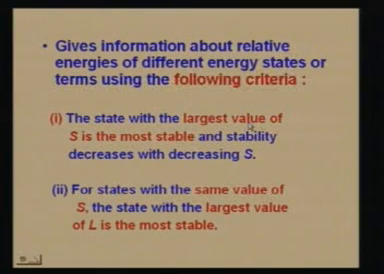I think, yes, knowing how to arrive at that will be a really good thing to tell our learners. There are certain rules which give you information about the relative energies of different energy states, and there is a certain criteria which needs to be remembered, and here we are showing this criteria. As you can see from here, the state which has the largest value of S is the most stable, and stability decreases with decreasing S. That means the state which has the maximum spin multiplicity will be the most stable.